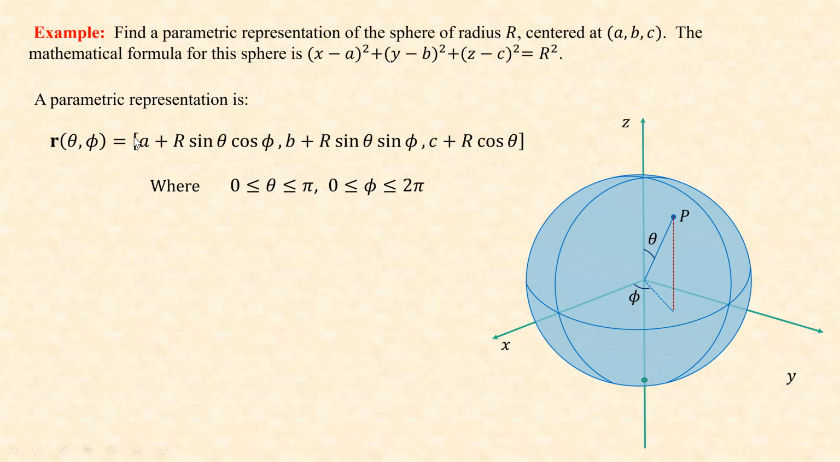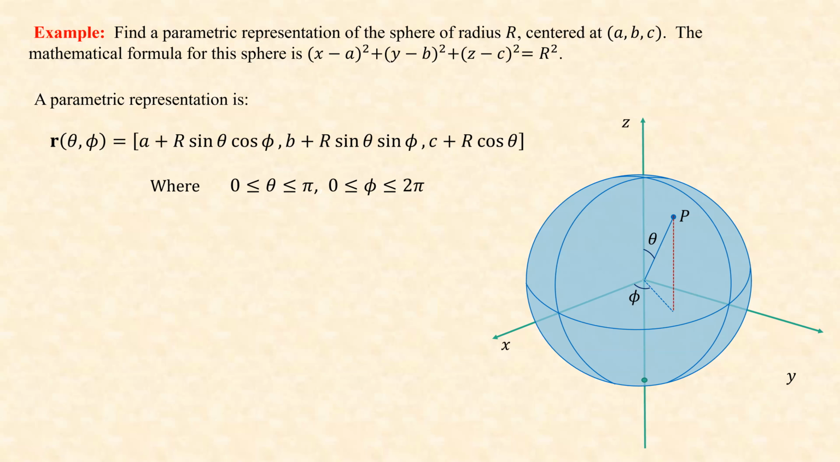Anyhow, a parametric representation is this. Remember, the x component, x in terms of r, theta, and phi, becomes r sine theta cosine phi. From this center to point P is r, the radius of the sphere. If you project that, multiply it by sine theta, you get the length of this part. Then if you multiply that by cosine phi, you get the x coordinate. So sine theta cosine phi gives you the x coordinate. And sine theta gives you this, and multiplied by sine phi, you get the y coordinate. So that's this.